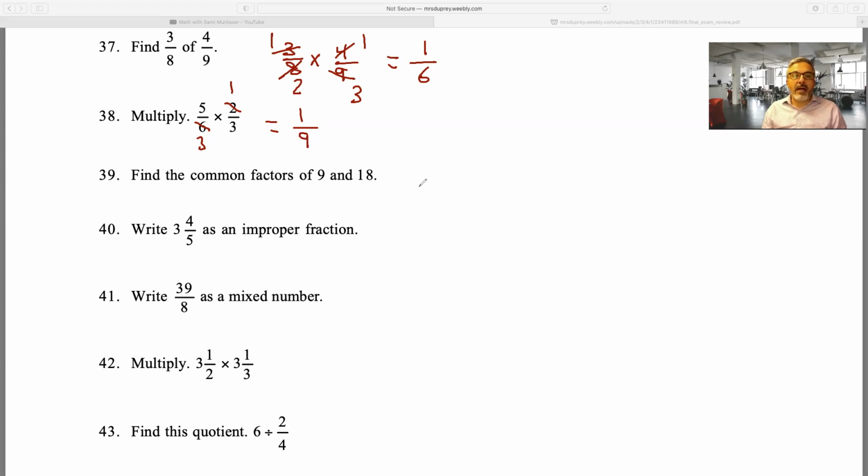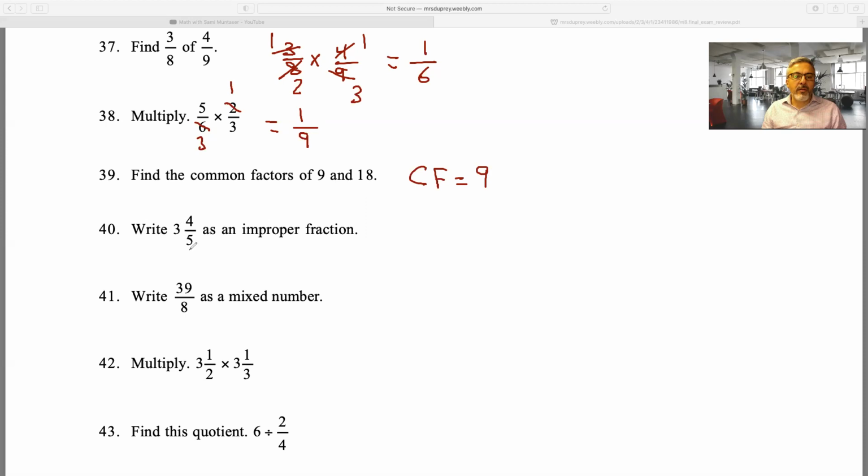Find the common factor of 9 and 18. The common factor means the number that goes into both the 9 and the 18. The common factor here is 9, because 9 goes into itself once, and goes into 18 twice.